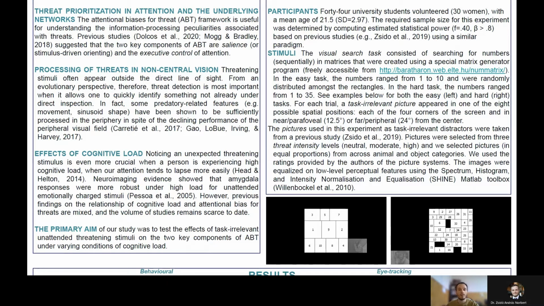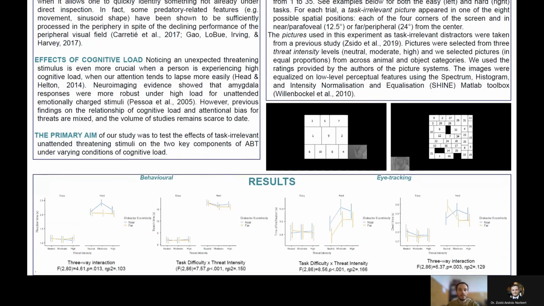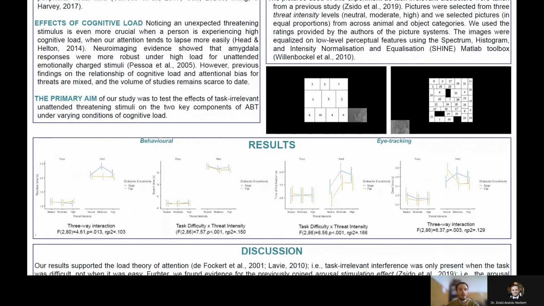In each trial, a task-irrelevant picture appeared in one of the 8 possible spatial positions, the 4 corners of the screen, and either near or far from the center of the matrix. Pictures were selected from 3 threat intensities: neutral, moderate, and high. We only found task-irrelevant interference in the hard task.